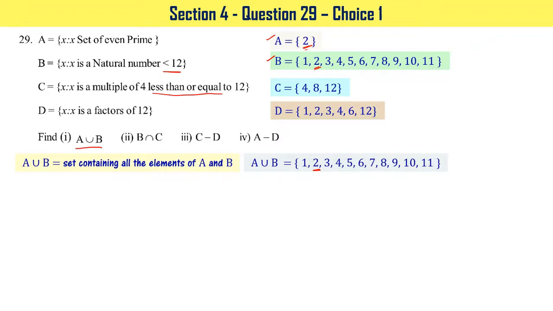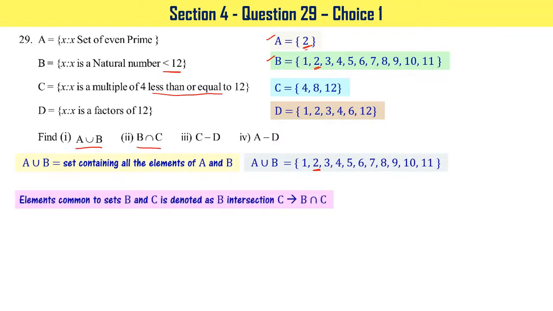Now let's go to B intersection C. Elements common to sets B and C are denoted as B intersection C, right? That is written here.